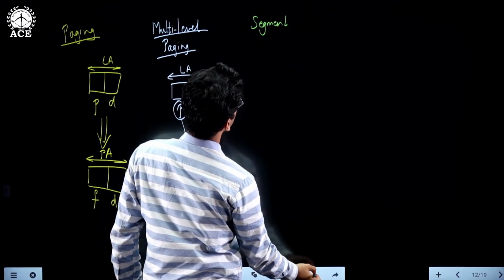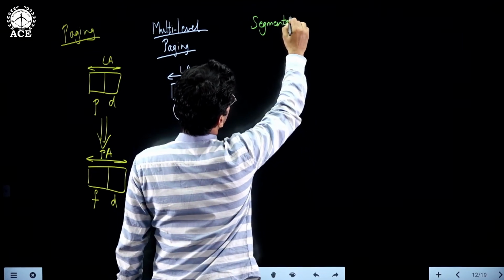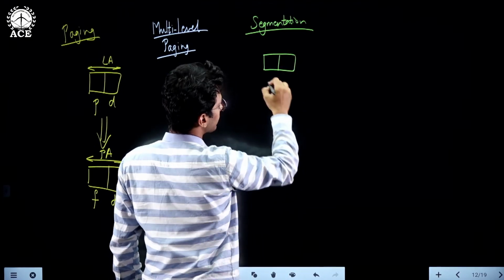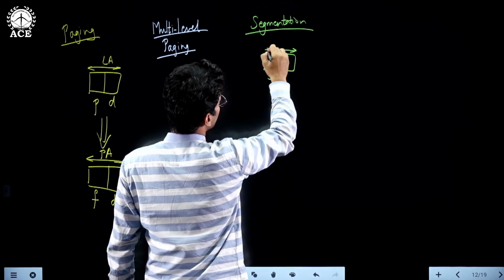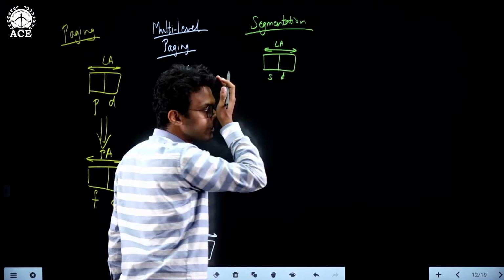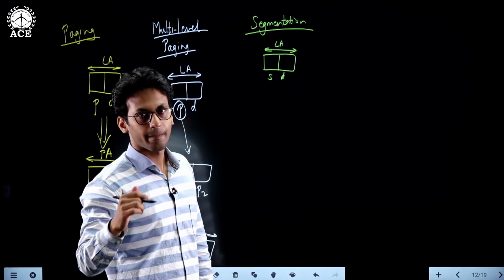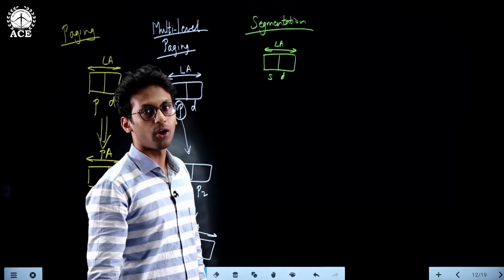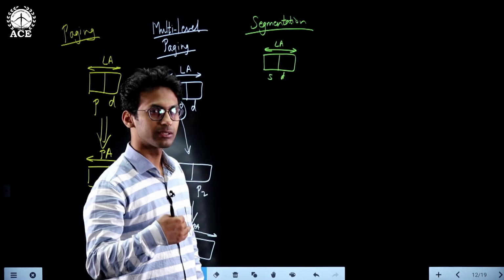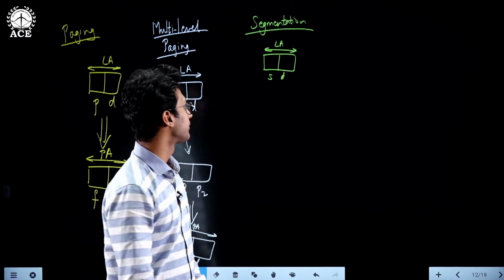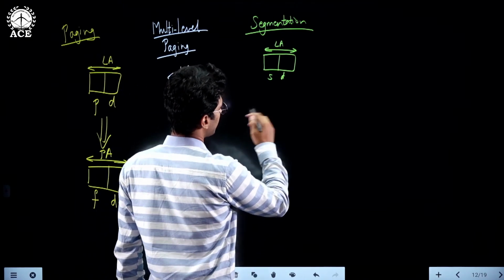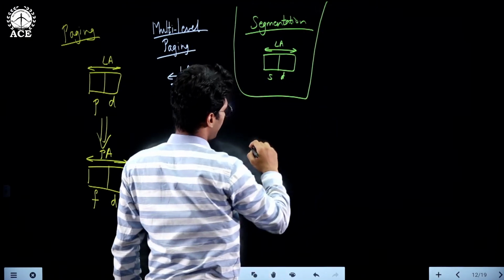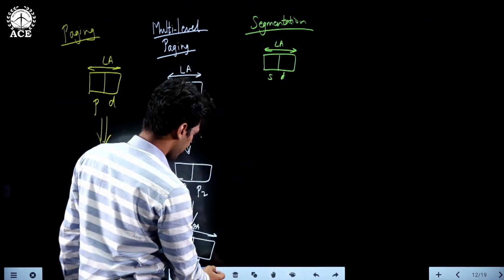Segmentation. In segmentation, we just got it by adding: S and D was there. You got the physical address just by adding the base address plus the offset. Base address of the segment plus the segment offset. That is how you got the physical address. So that's about segmentation.